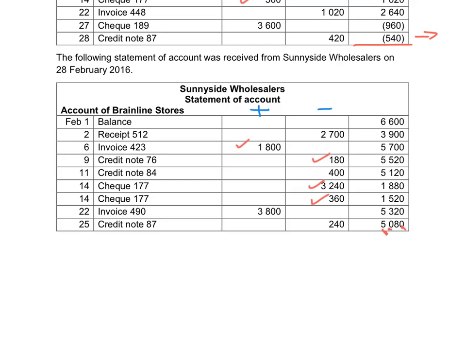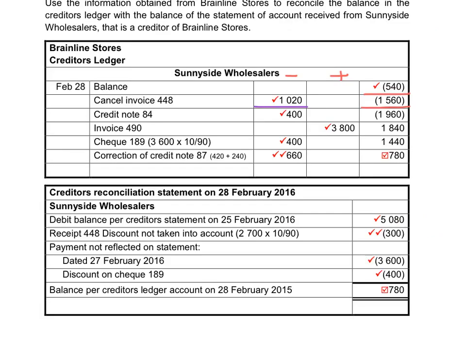1,560 Rand. In the account that we received from the creditor, they ended the account with a balance of 5080. So according to them, we owe 5,080. Just as we did with the creditors recon, we started where we stopped. We will start the creditors reconciliation statement with this closing balance in their account. So we will show that there's a debit balance in their books for 5,080 Rand.